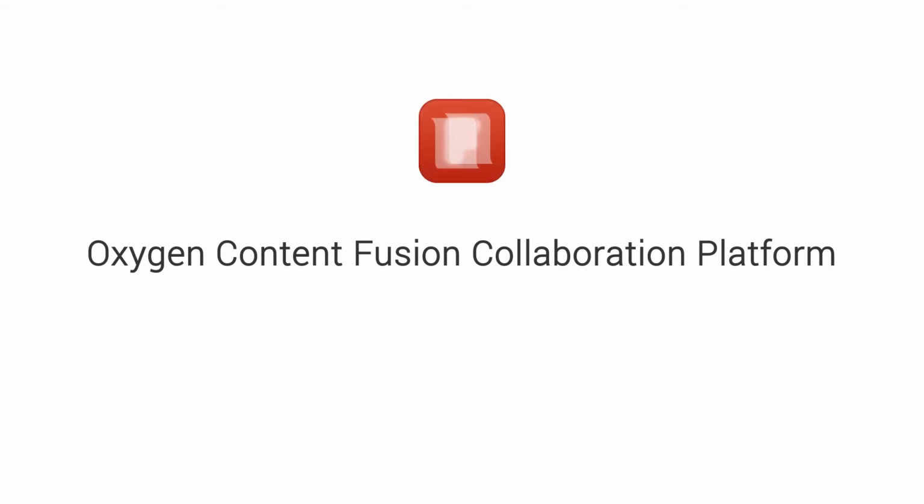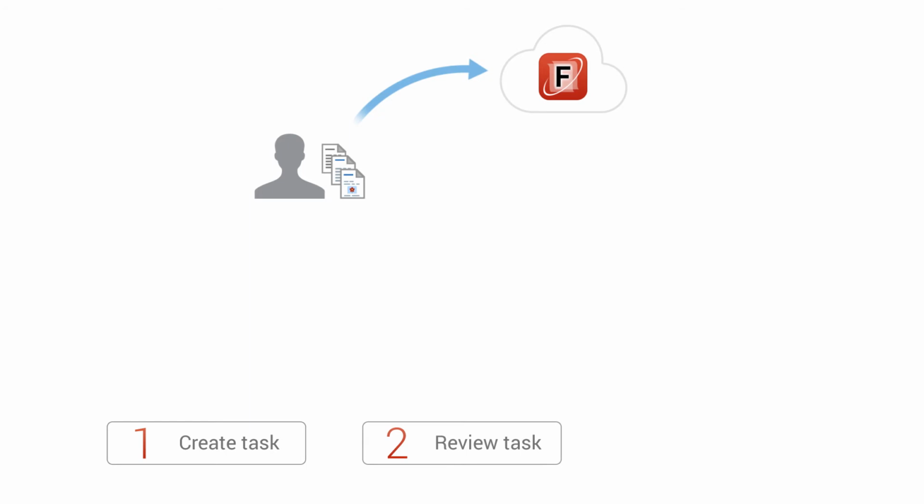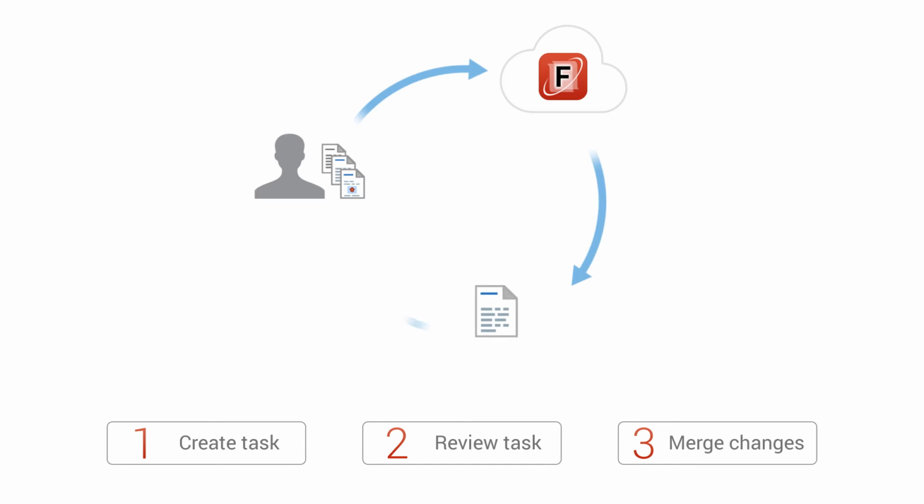Oxygen Content Fusion is a flexible, intuitive collaboration platform designed to adapt to virtually any type of documentation workflow. It allows a content author to upload documents that need to be reviewed, while the reviewer simply follows a link to access the documents in a browser where they can use a visual editor to review, add comments, or contribute changes. They can communicate with each other directly from the browser interface, and, ultimately, the content author can use a built-in merge tool to automatically integrate the changes back into Oxygen XML editor or author.